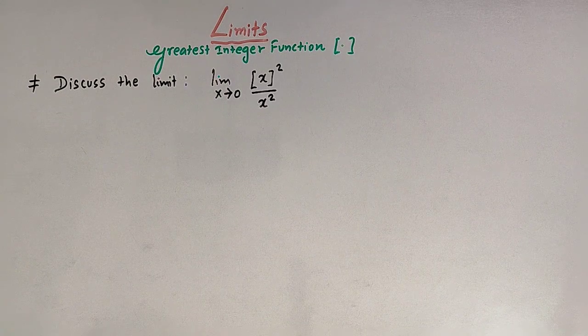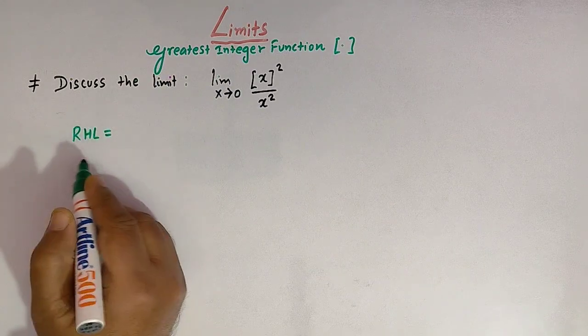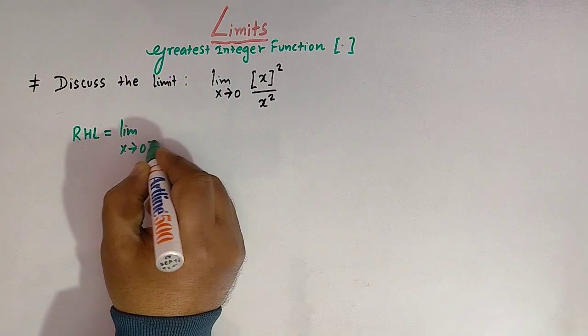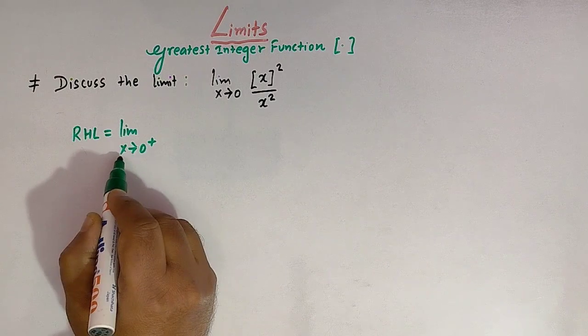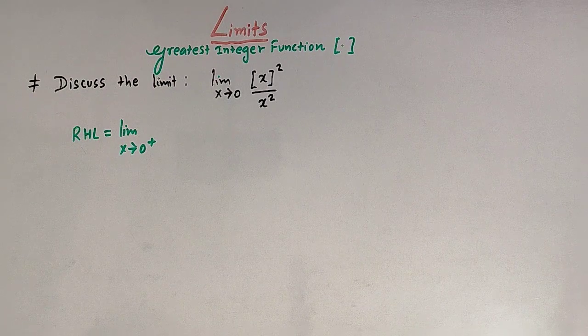So for this, we will find out the right hand limit and the left hand limit, and we'll see whether the right hand limit exists or not, and similarly whether the left hand limit exists or not. First of all, let us find out the right hand limit. It is written as RHL, with limit x tends to 0 plus. The positive sign shows that we are approaching x equal to 0 from the right of x equal to 0.